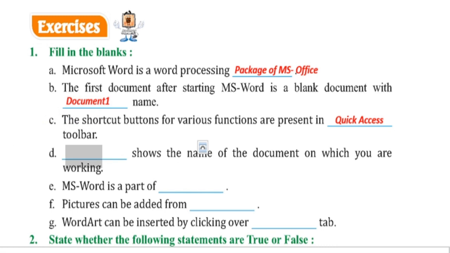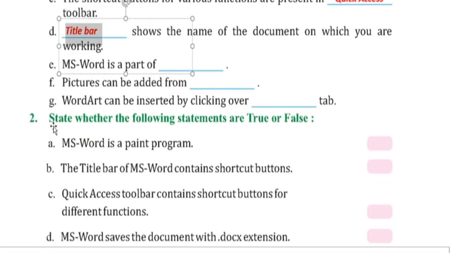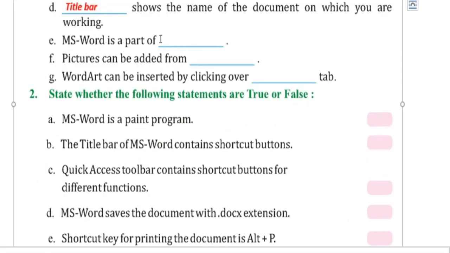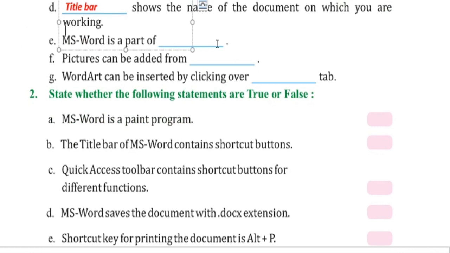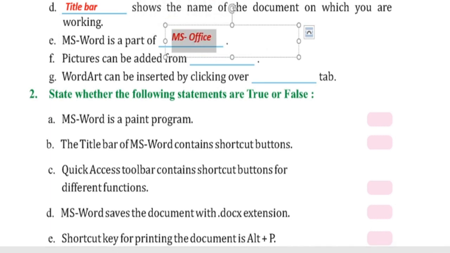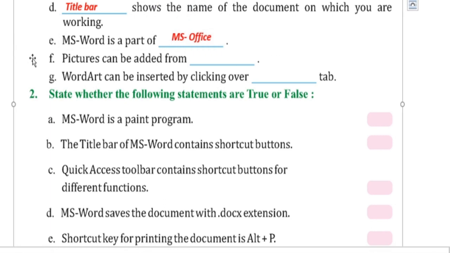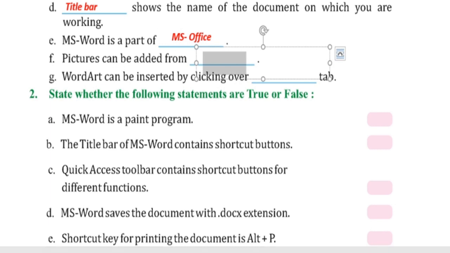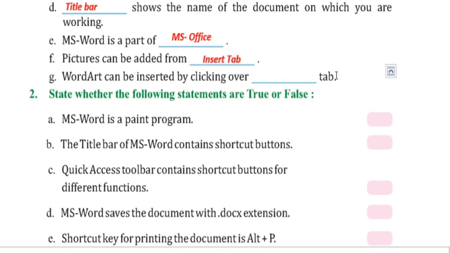Dash show the name of the document on which you are working. Title bar. MS Word is a part of MS Office. Pictures can be added from Insert tab. Word art can be inserted by clicking over Insert tab.